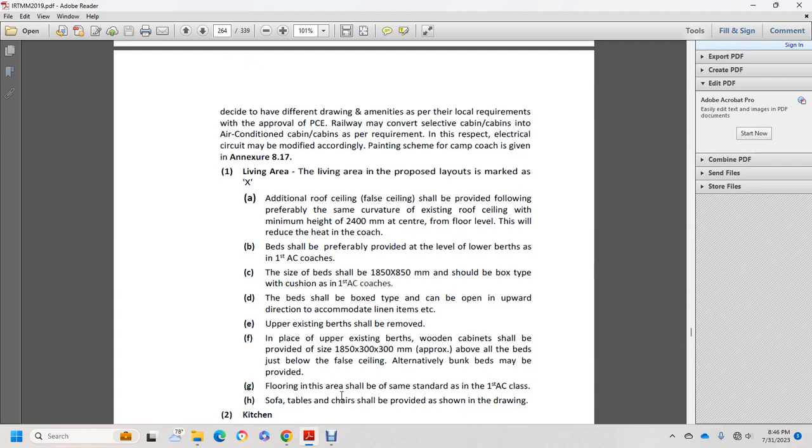Upper existing berths shall be removed. The wooden cabinets shall be provided with a size of approximately 1850 by 300 by 300 above all the beds and berths below the vault ceiling. Alternate bunk beds may be provided. Flooring in the area shall be the same standard as in the first class AC. Sofa, tables and chairs shall be provided as shown in the drawing.